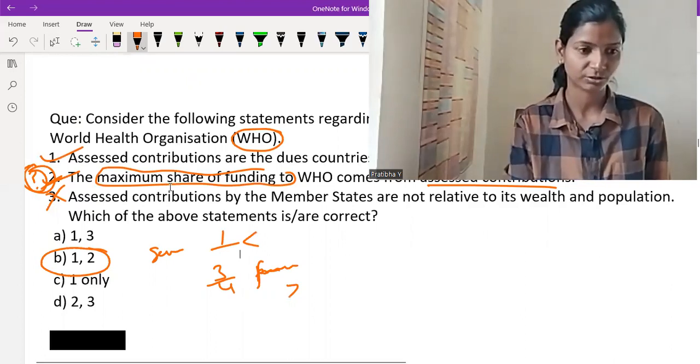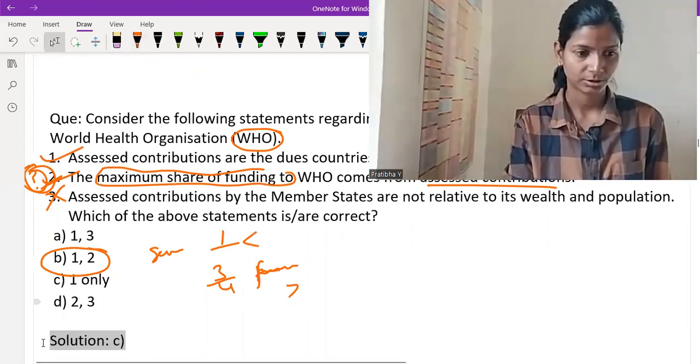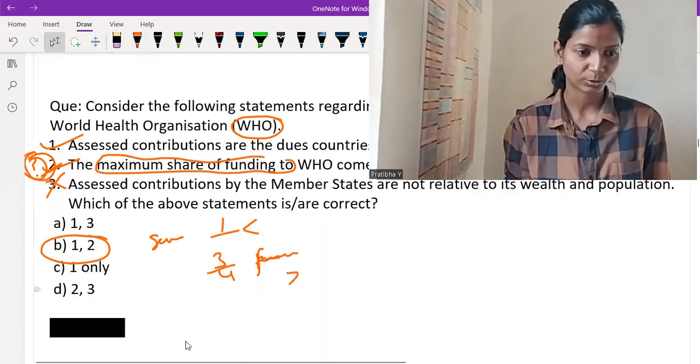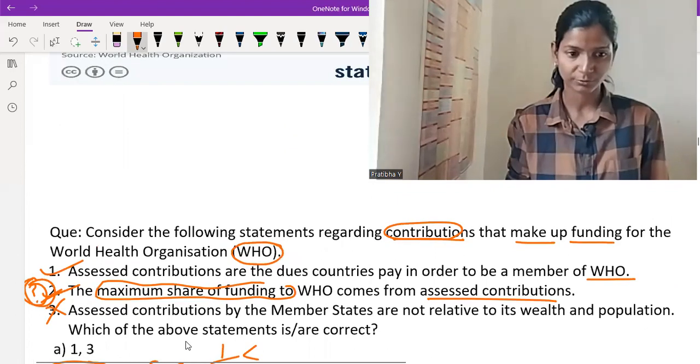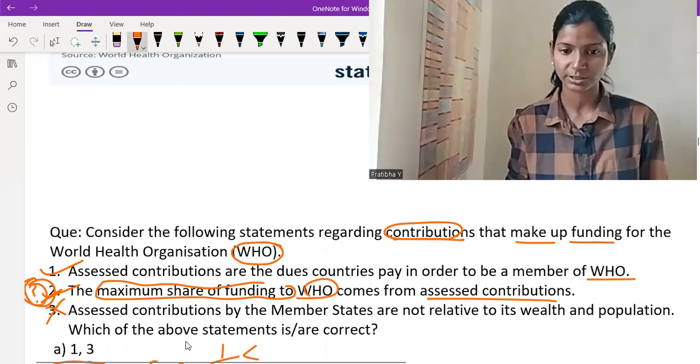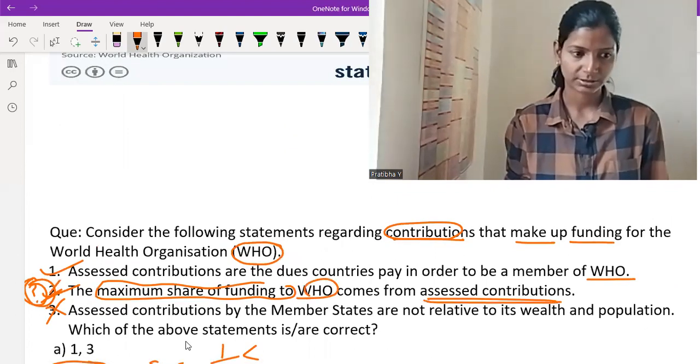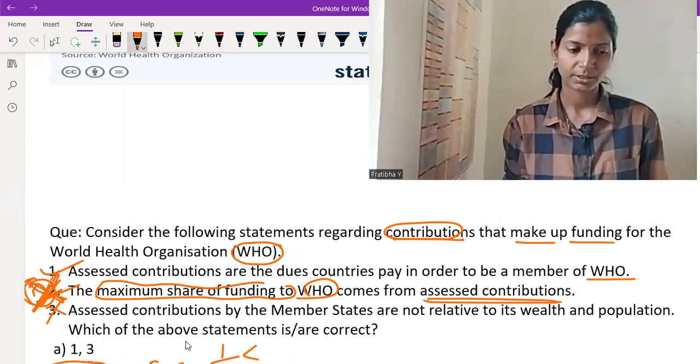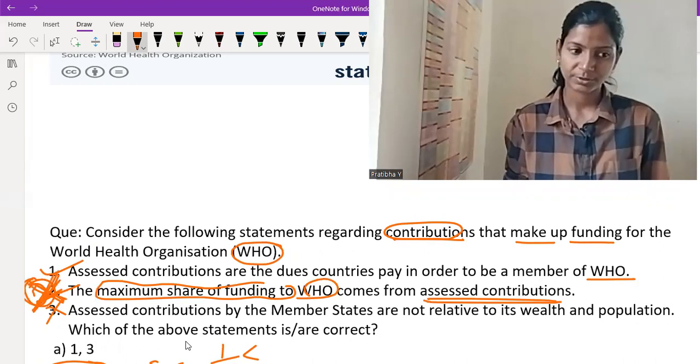So just check whether we are on the right path or not. Option C is correct. That means option C1 is correct. So 2 is wrong: the maximum share of funding to WHO comes from assessed contributions. So I think it is. So yeah, from this question, I just want to correct one thing.